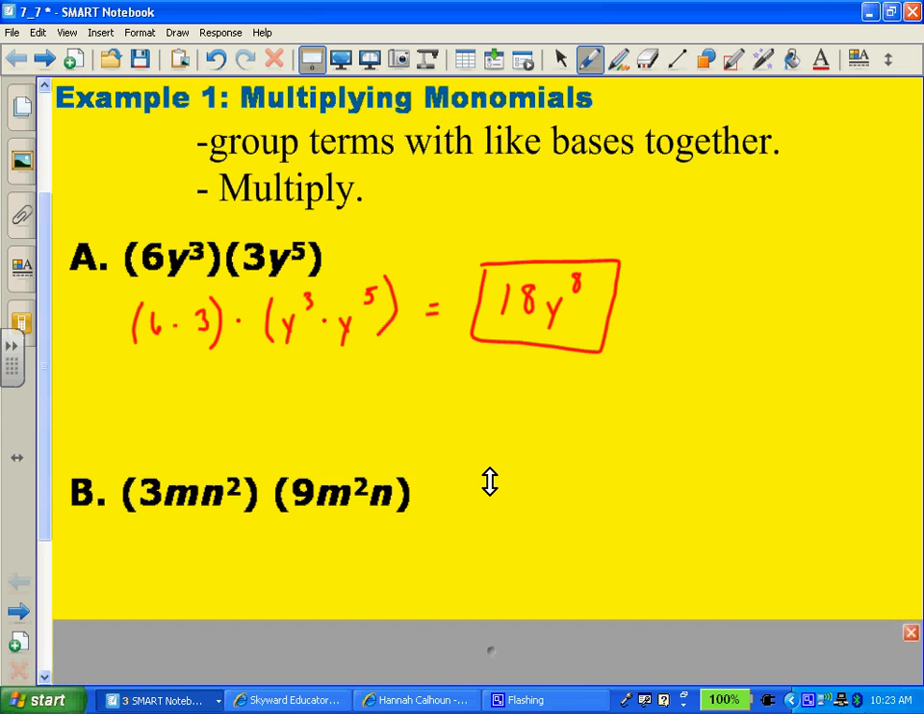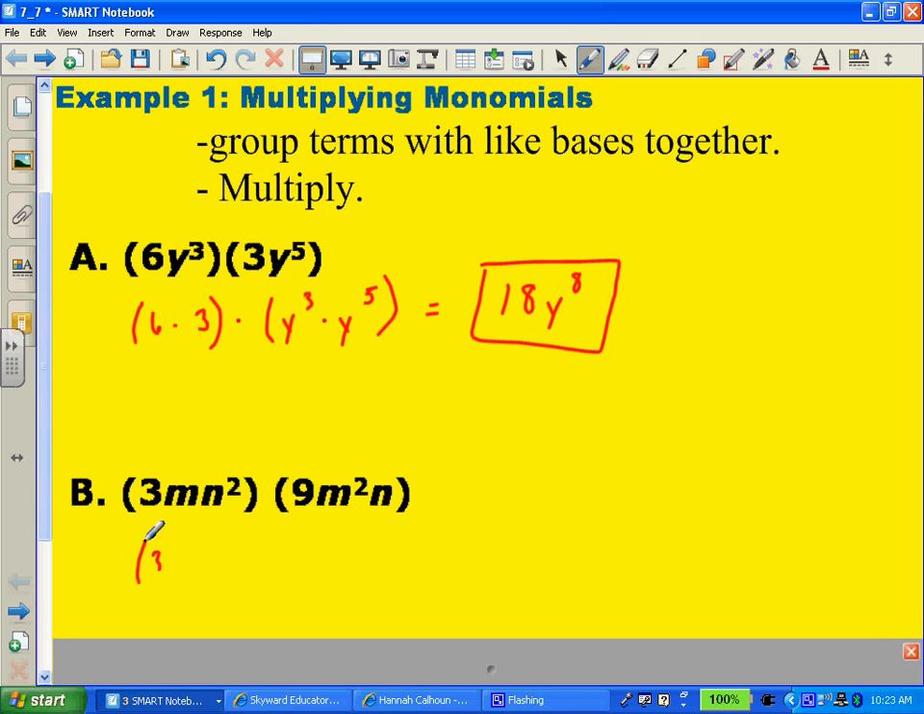Now of course they get a tad more complicated as we go. But again, I did the same thing. 3 times 9, those are my constants. m times m squared, and n squared times n. So then when I multiply those together, I get 3 times 9, which is 27. m to the first times m to the second is m to the third. And n squared times n to the first is n to the third. So I get 27m to the third, n to the third.